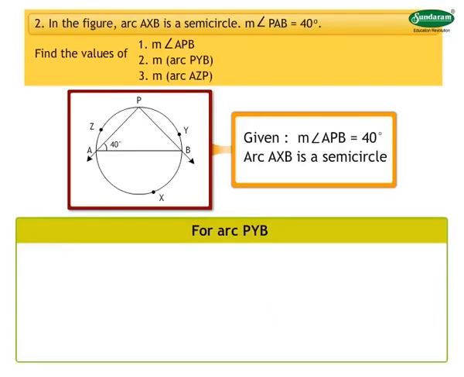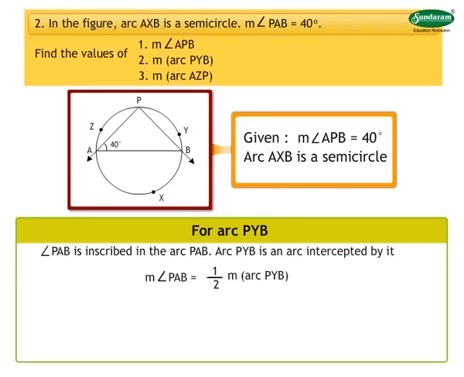For arc PYB. Now let's find measure of arc PYB. As you can see in the figure, angle PAB is inscribed in the arc PAB. Arc PYB is an arc intercepted by it. Therefore, its measure will be half the measure of the intercepted arc. Therefore, measure of angle PAB is equal to half of measure of arc PYB.